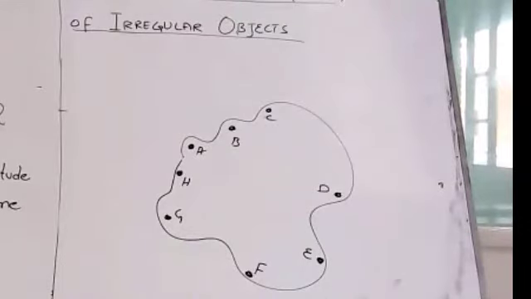Today we are going to discuss the center of gravity of irregular objects, because for regular objects the center of gravity is known. We know where the center of gravity is for known objects like circle, square, rectangle, triangle. We know the center of gravity of these regular objects. But how to find out the center of gravity of irregular objects?